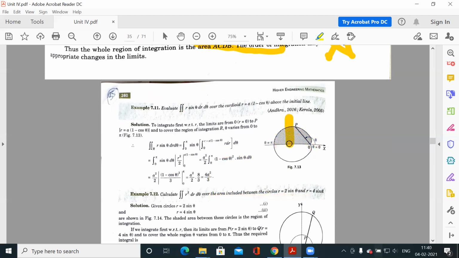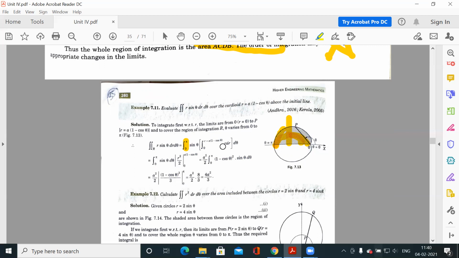If the curve goes up to here, then theta varies from 0 to pi by 2. If the curve goes to here, then theta varies from 0 to pi by 2 and next to 2 pi by 2. So this is 2 pi by 2, that means pi. So theta varies from 0 to pi.